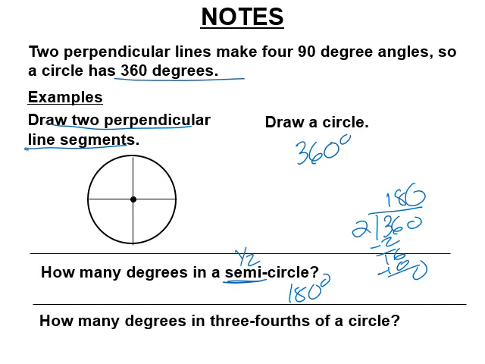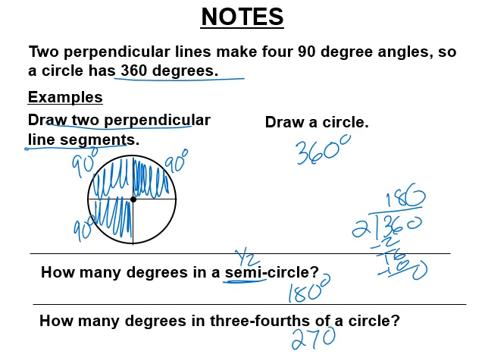How many degrees in 3/4 of a circle? Well, here's 1/4. 1/4 has 90 degrees. So how many in 3/4 of a circle? 3/4 of a circle is 90 times 3, 270 degrees.